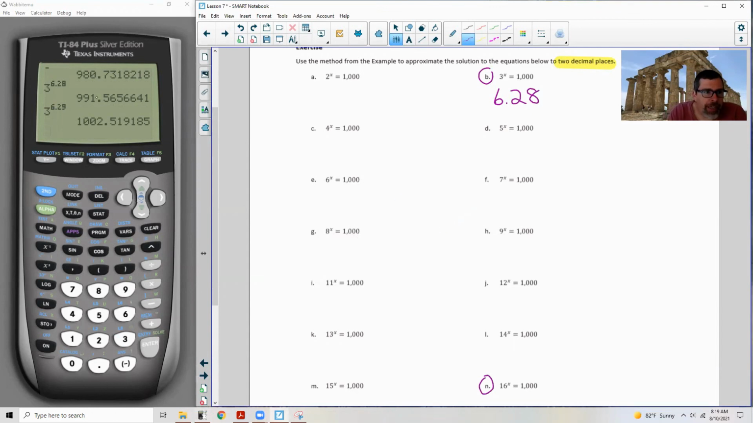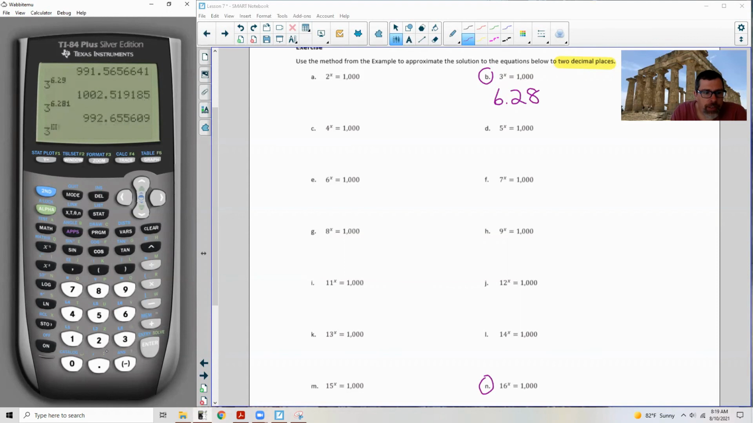But if I look back, 0.28 is 991.56. Actually, if we're going to find the solution to 2 decimal places, I need to keep going. I need to know what the next decimal is to determine whether or not I'm going to round this. Does that make sense to you? So we do have to go out 3 decimal places and then round. So it's going to be 3 to the power of 6.281.